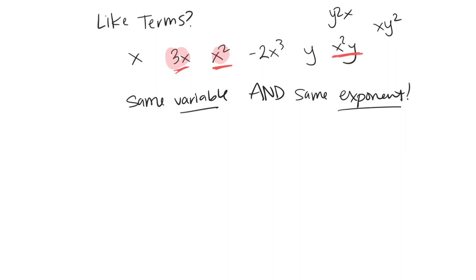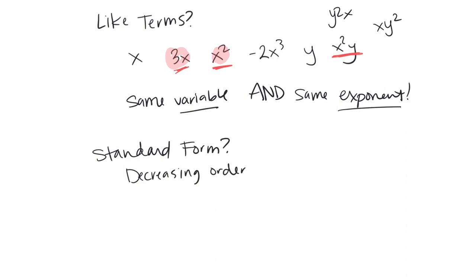Okay, the other thing, remember what is standard form? We talked about it last class or the time before. You have to write terms in decreasing order of exponents. So decreasing order of exponents. What that means is highest to lowest degree. So find your highest degree.